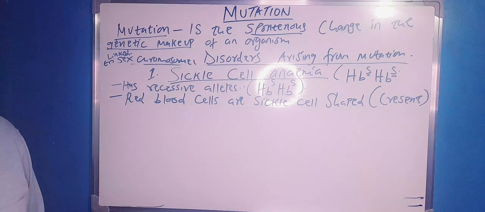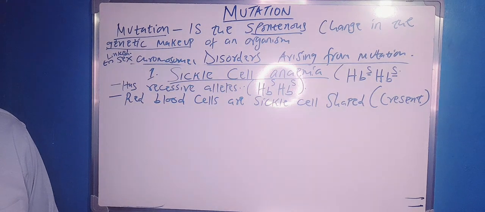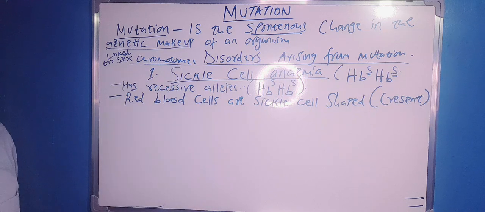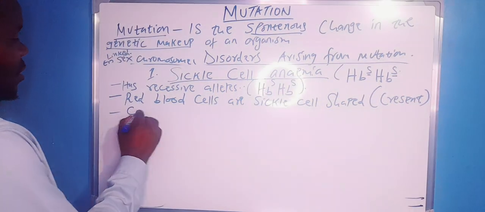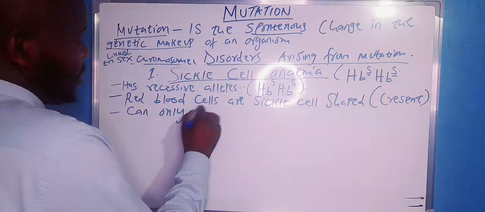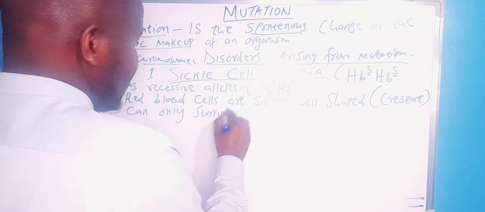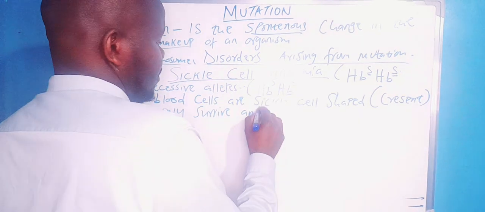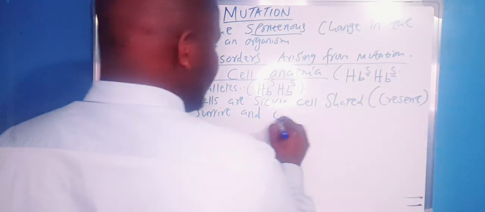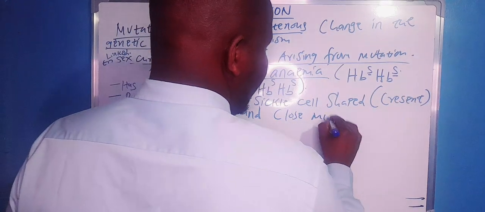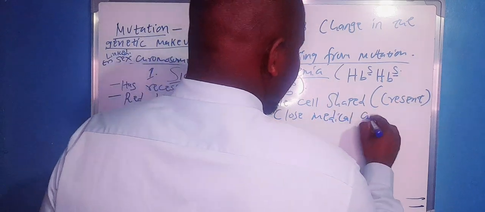And what's the disadvantage of a person having sickle cell anemia? The disadvantage for this person is that they can only survive under close medical attention.